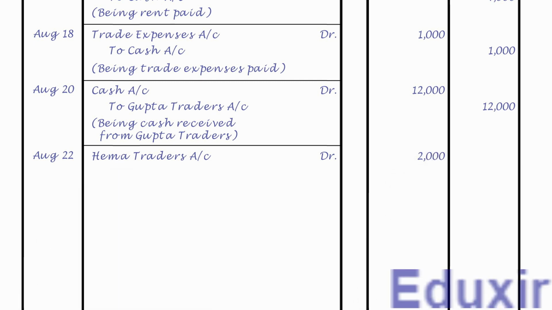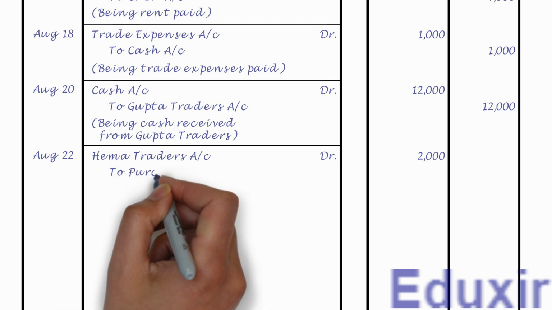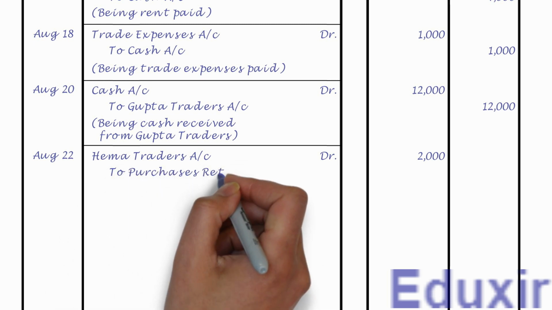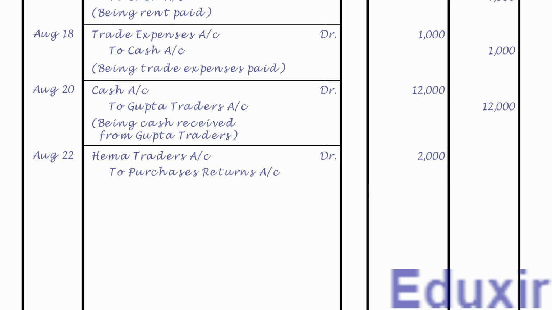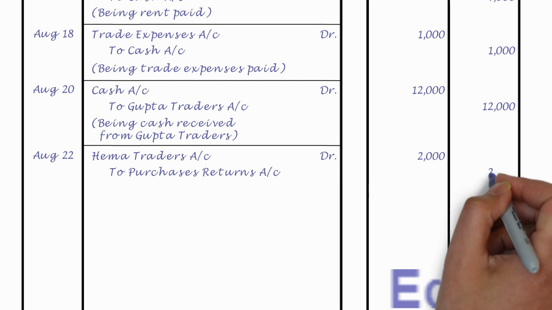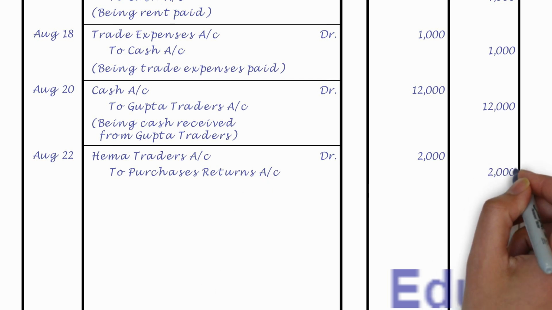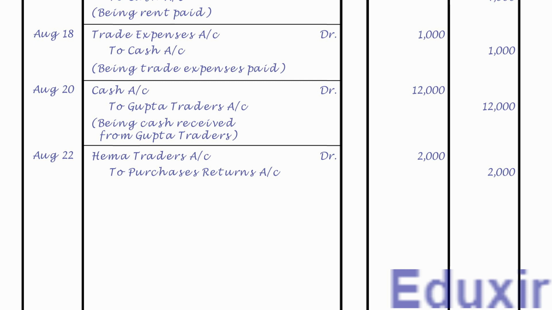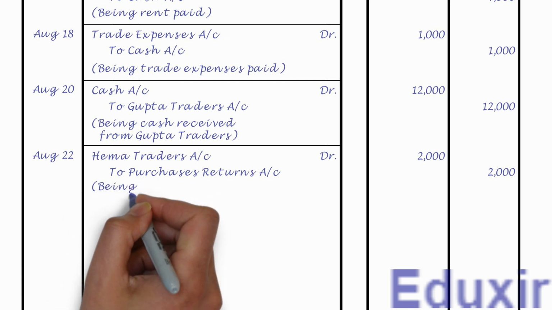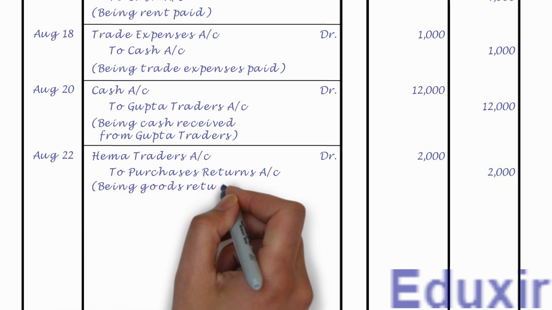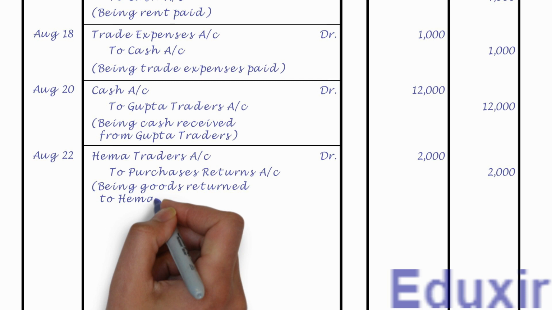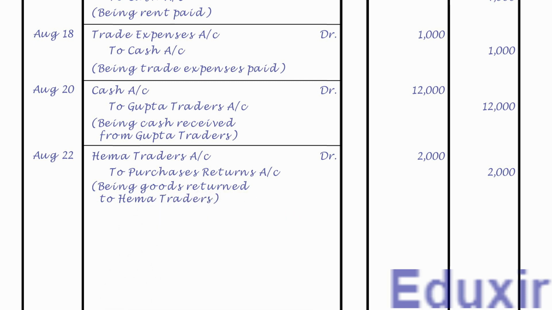Leaving a margin, let us now record the purchase returns account as the credit entry. Let us also record the credit amount of 2000 rupees into the credit amount column. Let us now record the narration or description of this transaction, that is, being goods returned to Hema Traders. Let us now draw a line to mark the completion of journalizing of this transaction. That completes the journalizing of this transaction.